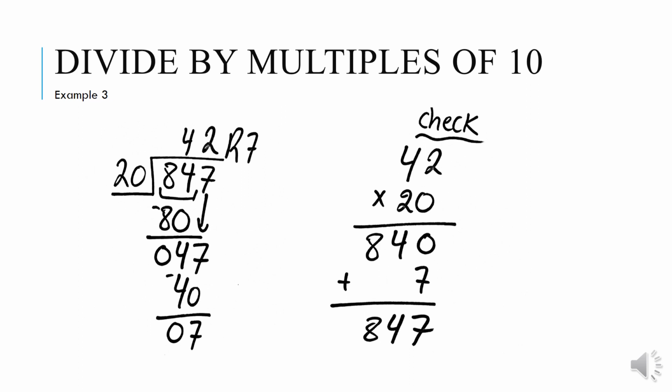Here's another example. 847 divided by 20. 20 is also a multiple of 10 and it's made up of 2 digits, so I should use at least 2 digits from the dividend. Since 20 is less than 84, I only use 2 digits. Now I start solving and I ask myself, how many 20s do I need to make 84 or almost 84? 20 times 3 is 60, 20 times 4 is 80, 20 times 5 is 100.